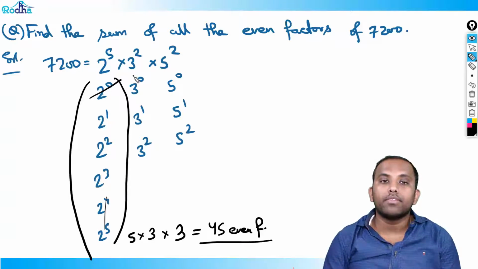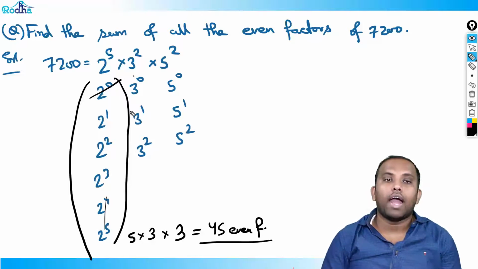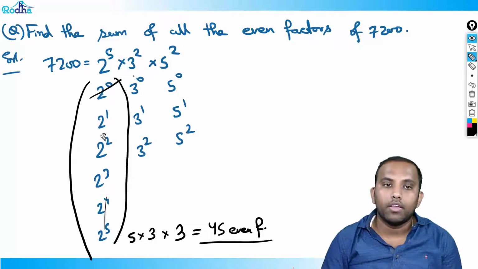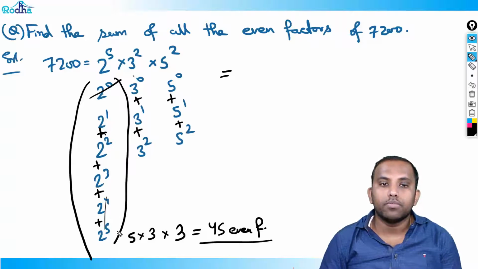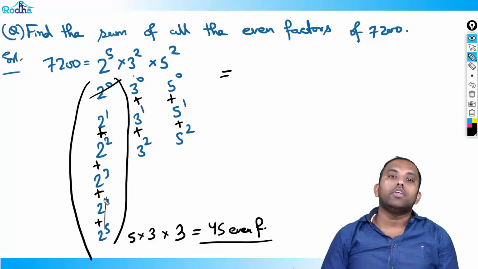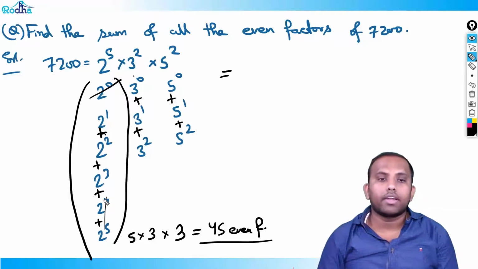What is their sum? Same thing. Add inside the bracket and multiply. So I'm writing only plus signs. What is the summation of the first term? 2 raised to 1 plus 2 square plus 2 cube plus 2 raised to 4 plus 2 raised to 5. Either you can apply the formula of GP here or you can directly do it also.